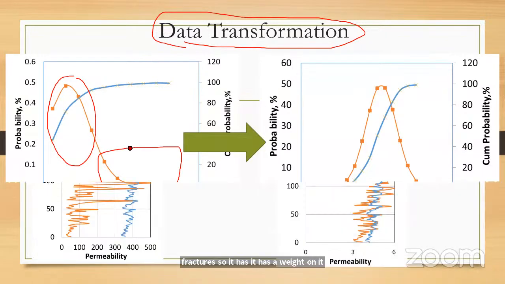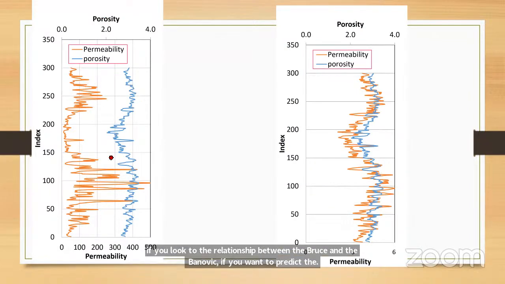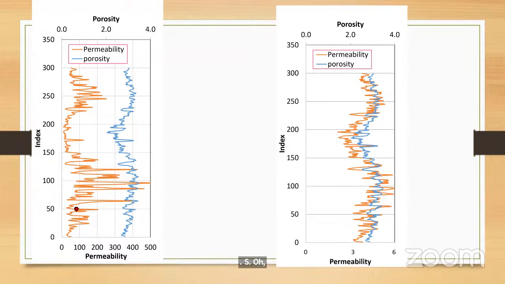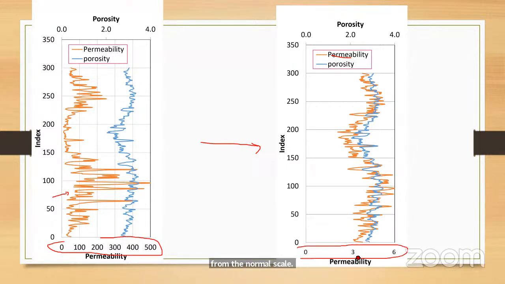If you look at the relationship between the porosity and the permeability, and you want to predict the permeability, which is the orange curve, from the porosity, there seems to be no relationship. I cannot detect it from here. But once you transform the permeability from the normal scale to a log scale, you will see that the permeability and the porosity actually align to each other. There is a perfect relationship, and you'll be able to detect it easily.